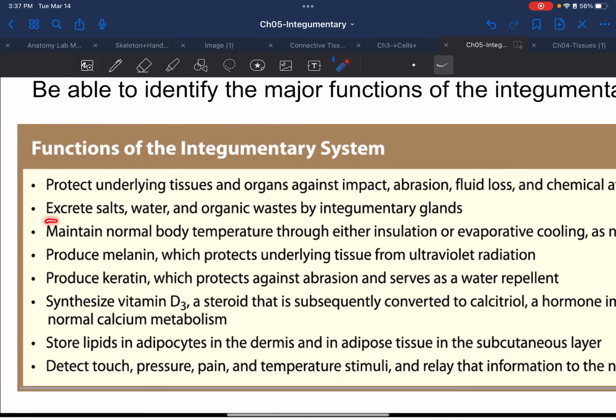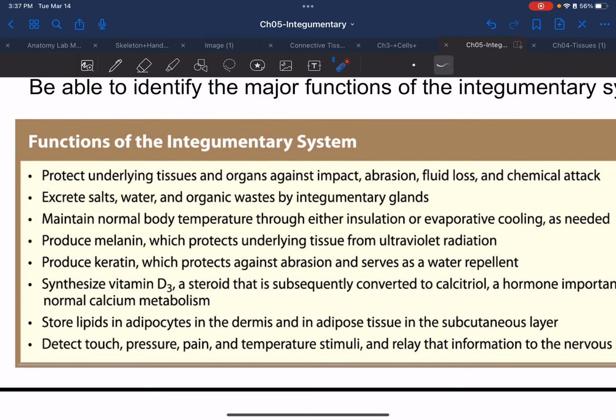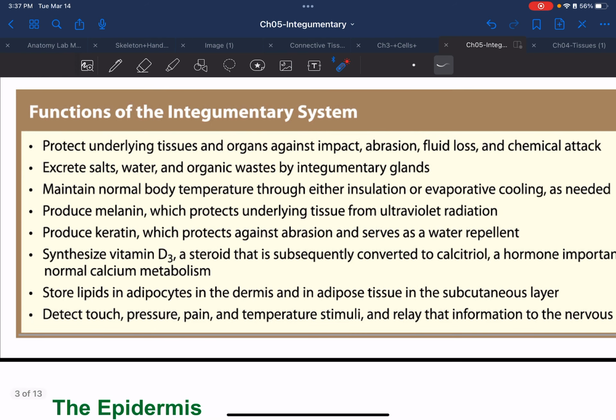We're able to secrete things from glands that come through the epidermis onto the surface, such as water, like sweat, and that water usually contains salts. And then in some areas, we're going to see that we have glands that secrete very stinky lipids, and that's why we have things like BO. So organic waste, like lipids, is an example. I don't want to waste too much time. So maintain normal body temperature.